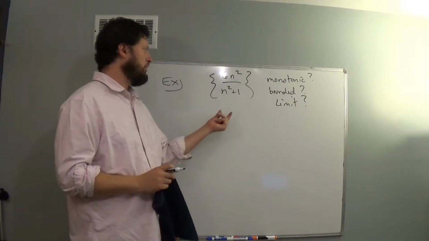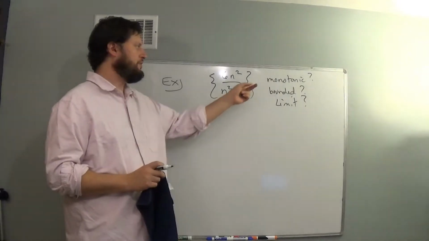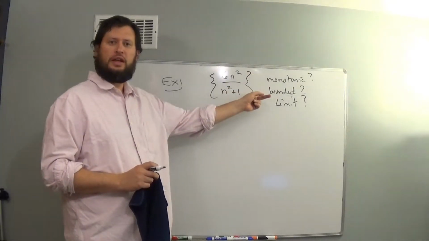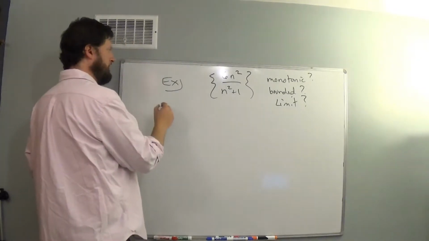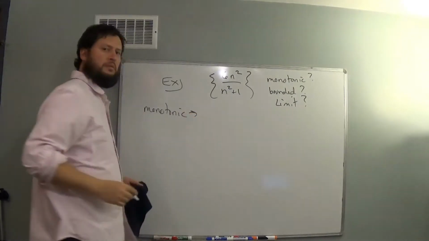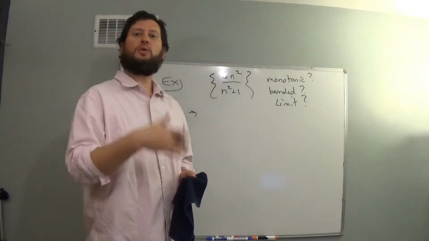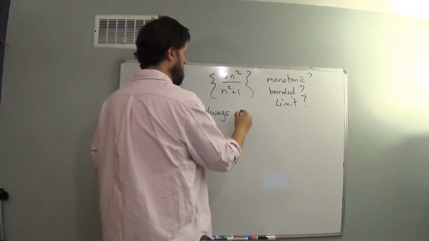In this question, we are looking at the sequence 6n squared over n squared plus 1, and we'll ask whether it's monotonic, bounded, and does it have a limit. So monotonic. Monotonic means that the terms are either always increasing or always decreasing. Always moving the same direction.